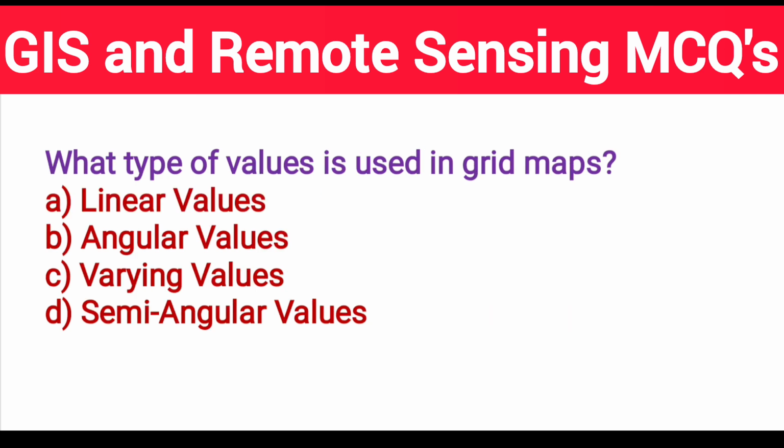Next question, what type of values is used in grid maps? Option A, linear values. Option B, angular values. Option C, varying values. Option D, semi-angular values. So the correct answer is option A, linear values.